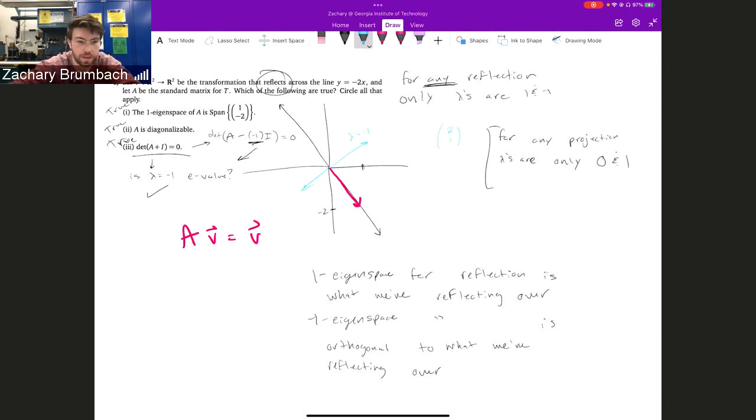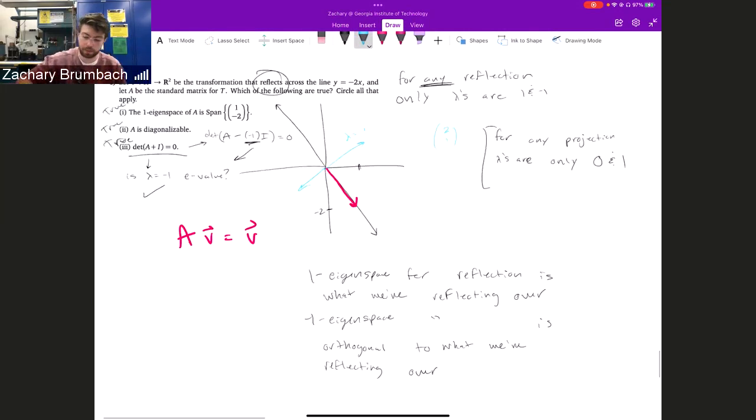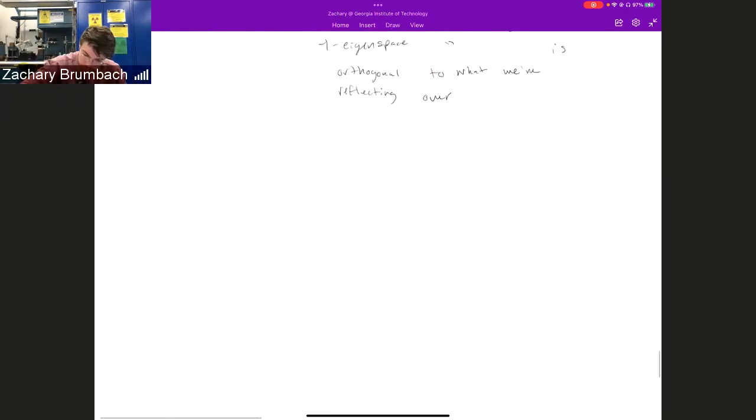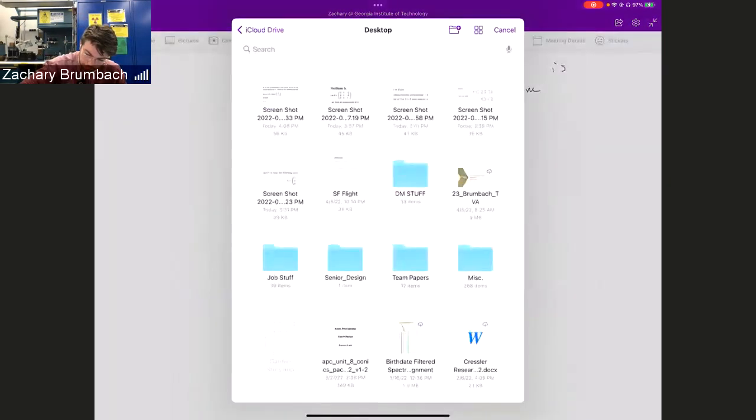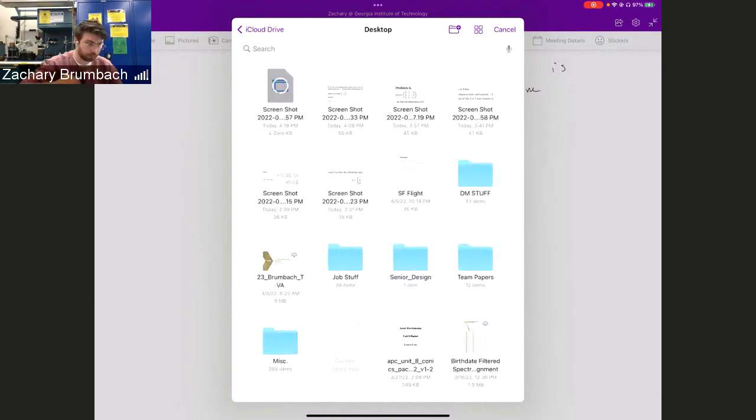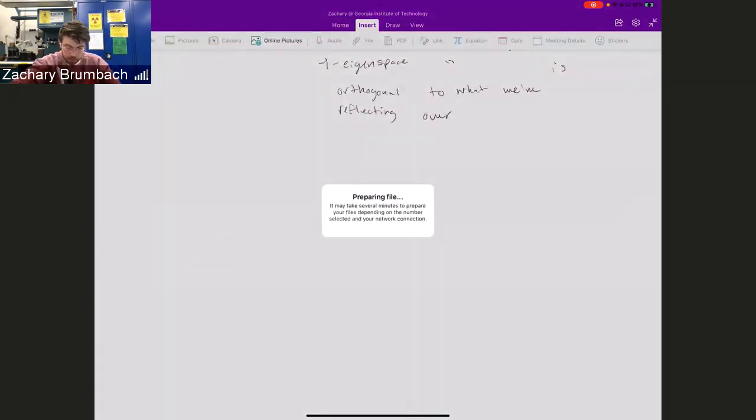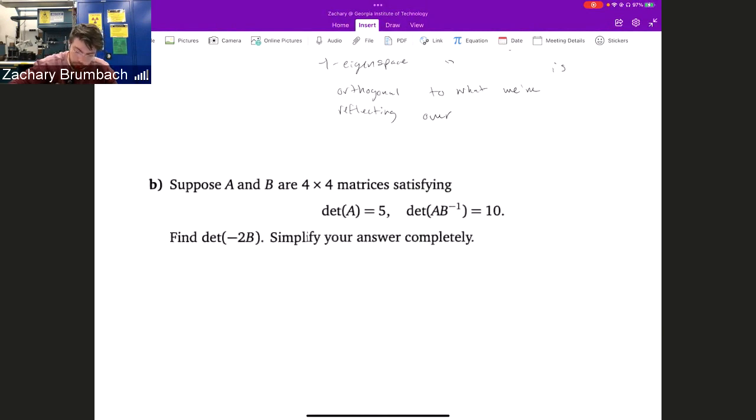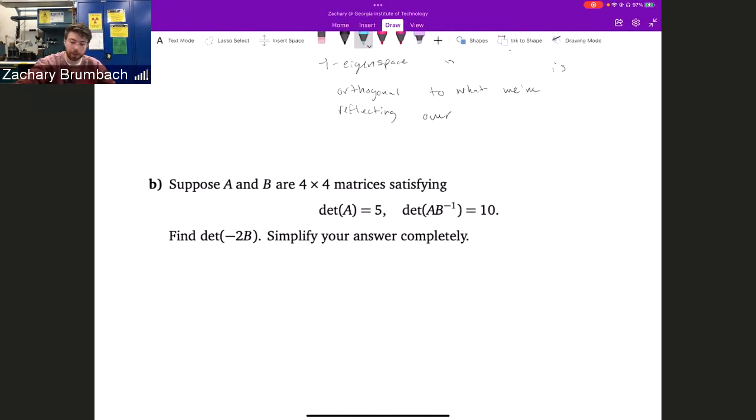All right, someone asked for 7b. Okay. I always have to check on these multiple part problems if they're related or not. Okay. So A and B are 4x4 matrices, such that blah, blah, blah. Cool.